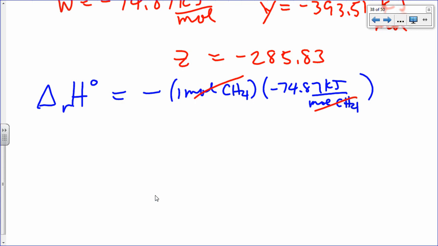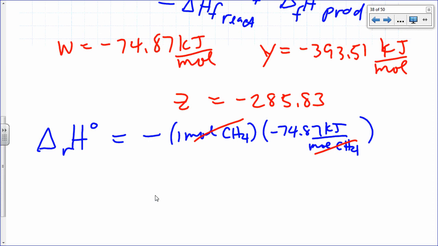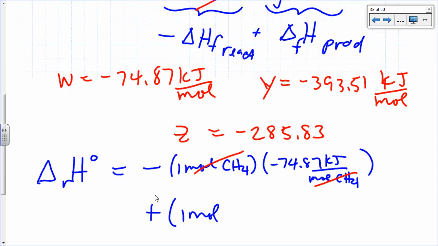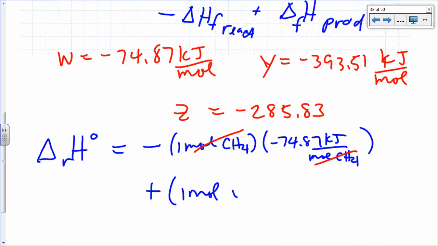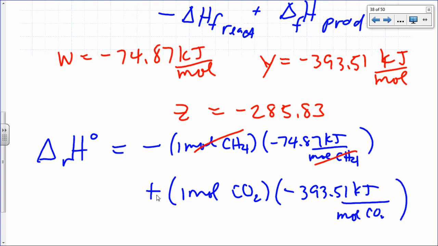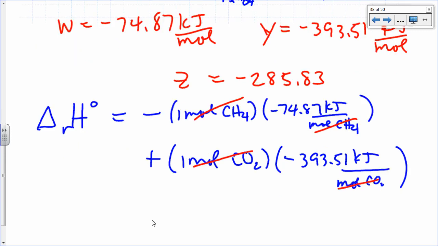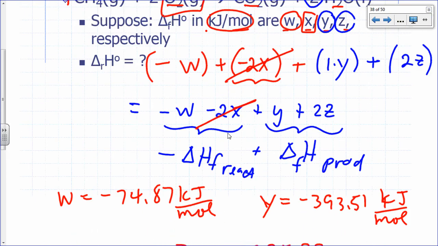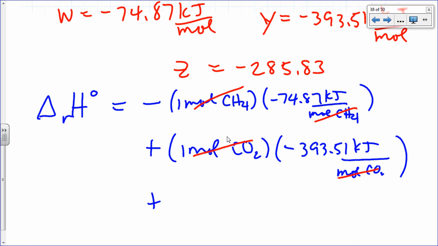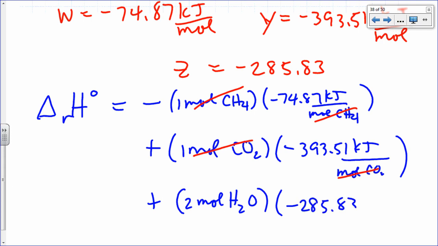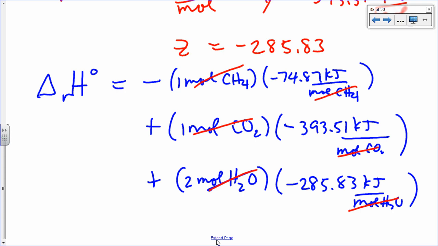And then it's negative W, and then plus Y. So you say plus 1 mole of CO2 times Y, which is negative 393.51 kilojoules per mole of CO2. Plus, what's the last one? 2Z. 2Z is 2 moles of water, right? So 2 moles of H2O times negative 285.83 kilojoules per mole of H2O. So moles of water cancel out, so your answer is in kilojoules. And this is kilojoules per mole of reaction.